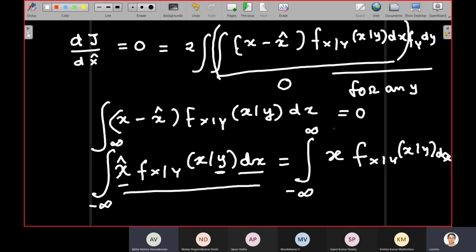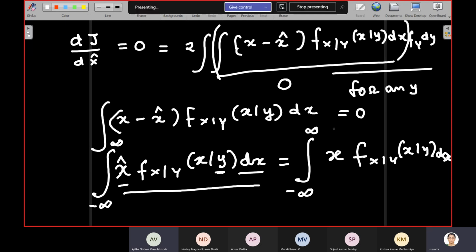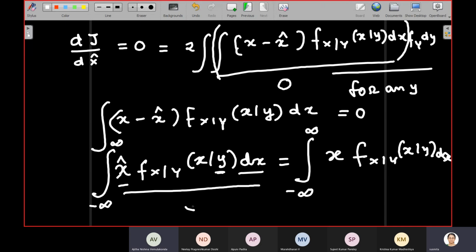We will write it outside the integral: x hat times the integral from minus infinity to infinity of f of x given y dx. What is that equal to? If you apply some important property of the PDF, the probability density function, what is that integration equal to? One. The left hand side is x hat. How about the right hand side?